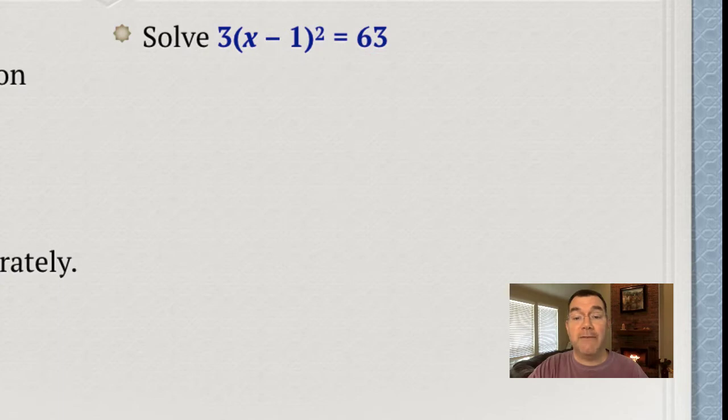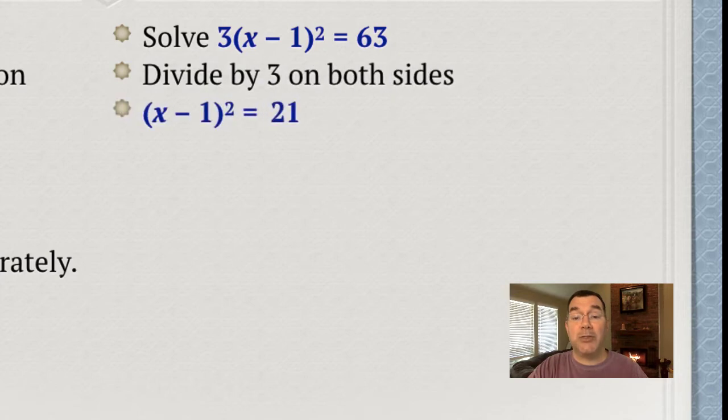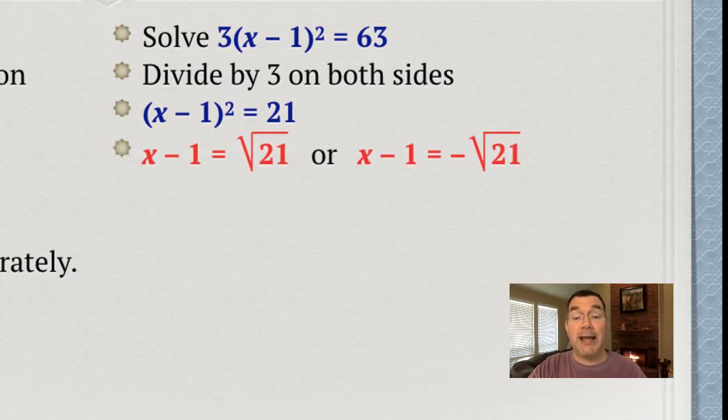All right. Similarly, if I have 3 times x minus 1 squared equals 63, then again I need to divide both sides by 3 because it's not something that's being squared. So I divide both sides by 3, and I get x minus 1 squared equals 21. So now the x minus 1, which is being squared, is by itself on the left-hand side, and I'm ready to square root both sides. If I do that, I get x minus 1 equals the square root of 21, or x minus 1 equals the negative square root of 21.